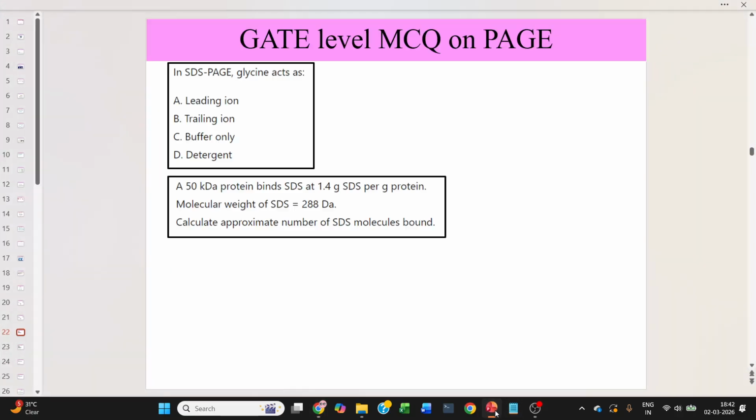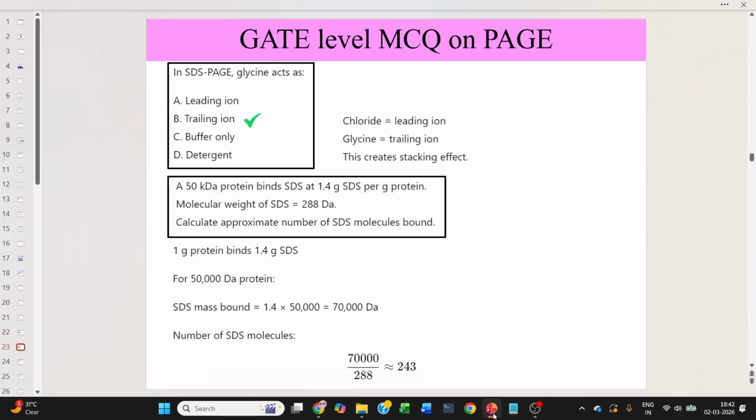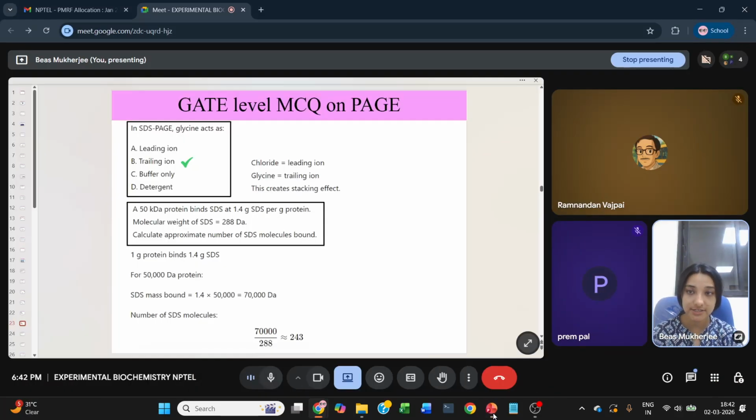Okay. Right. So your answer is absolutely correct. Okay. It is a trailing ion. So chloride ion is often the leading ion. Glycine ion is the trailing ion in the stacking gel, and that is what creates the stacking effect.